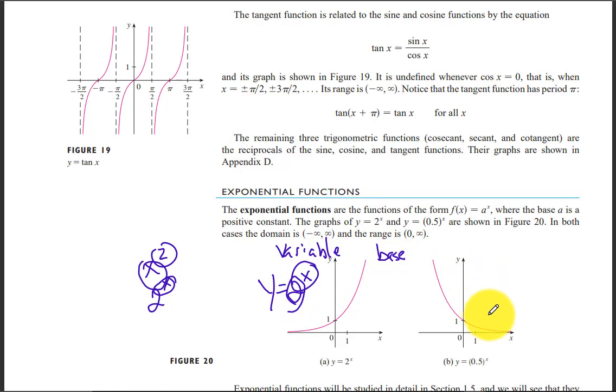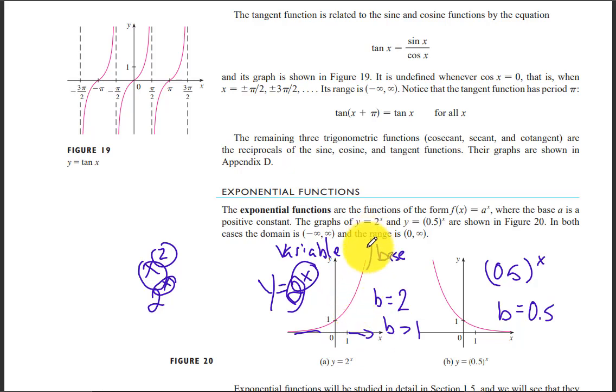And in this case, the base is 0.5. So here we have b, usually denoted by b, is 0.5. And here we have b is equal to 2. So when the base is greater than 1, if b is greater than 1, you have this kind of shape. By this kind of shape, I mean as you go to the left, it gets very small, goes to 0. And as you go to the right, it grows very quickly, like that.